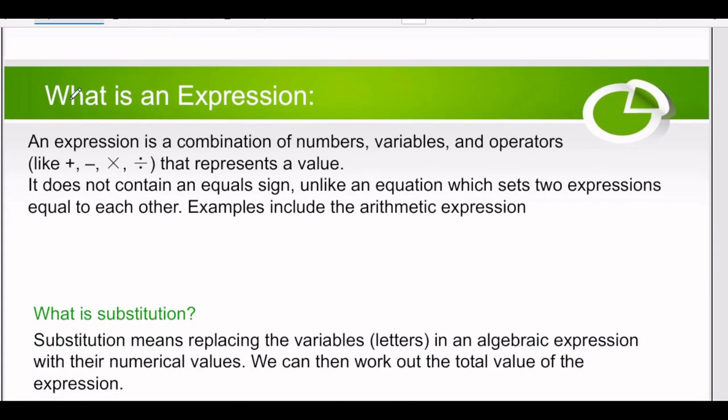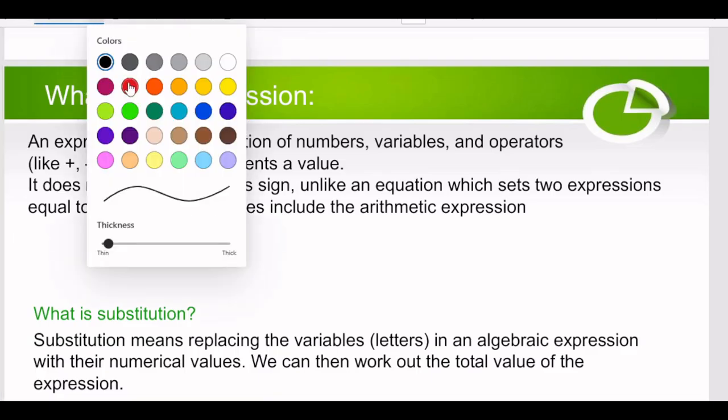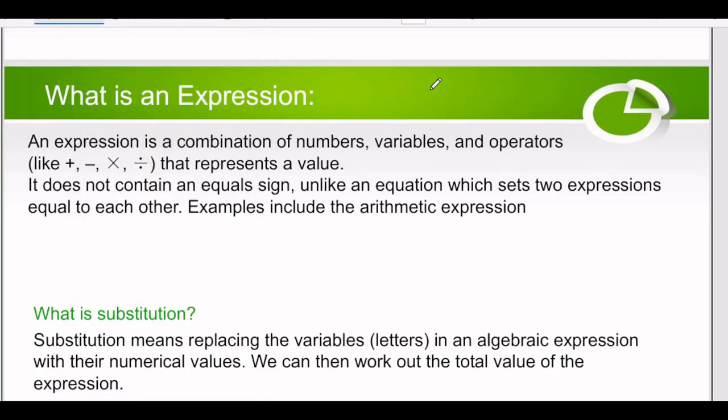First of all, when we talk about substituting into expression, you need to know what an expression is. An expression is a combination of numbers, variables and operators like plus, minus, multiplication and division that represent a value. It does not contain an equal sign, unlike an equation, which sets two expressions equal to each other.